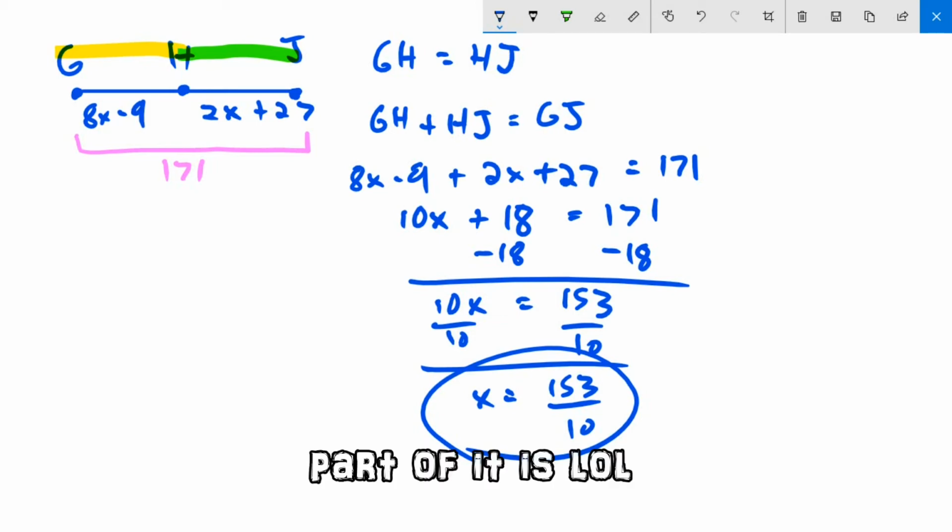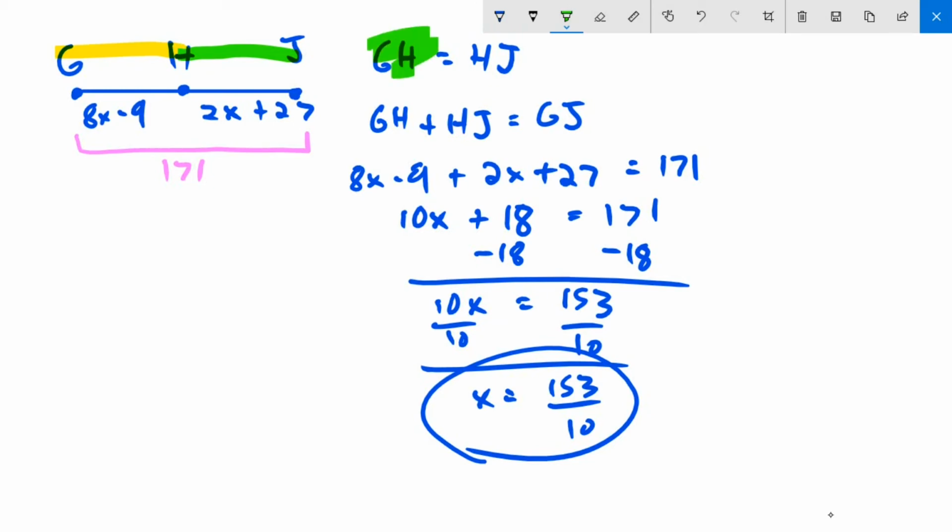It's asking is H the midpoint. So we're trying to confirm right here. Is GH equal to HJ? So now let's substitute. Now we know what's GH. GH equals 8x minus 9. Well, what's x? X equals 153 over 10. Substitute in x: 8 times 153 over 10 minus 9.